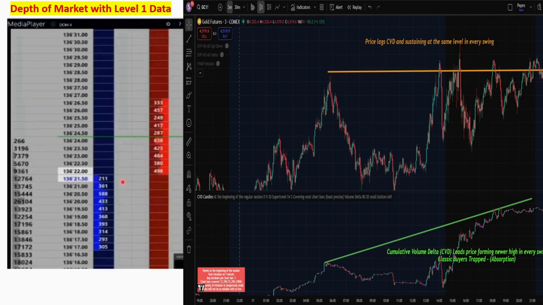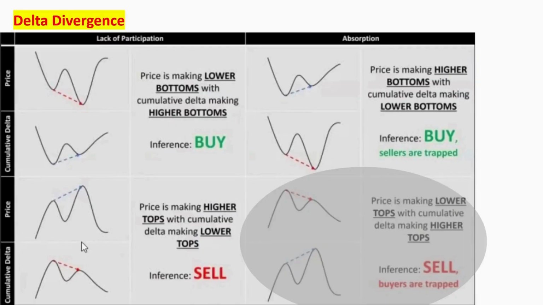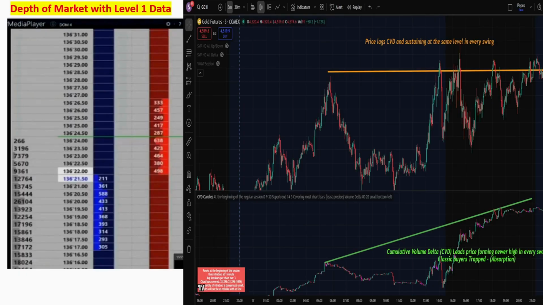at 136.2150, there are about 211 passive buy orders initially. There are no aggressive orders present right now. The red column represents passive sell orders and the blue column represents passive buy orders. Aggressive orders will appear in the white zone once we play the video in the center part.